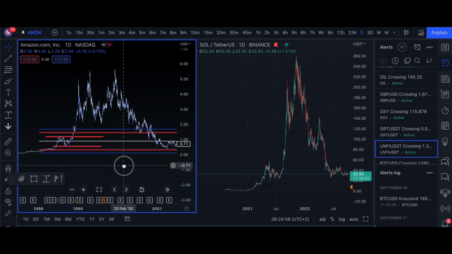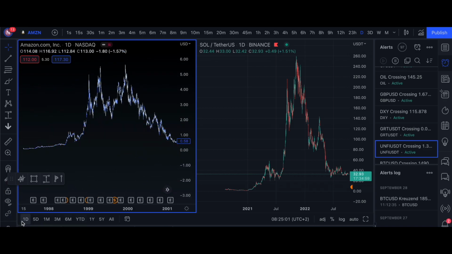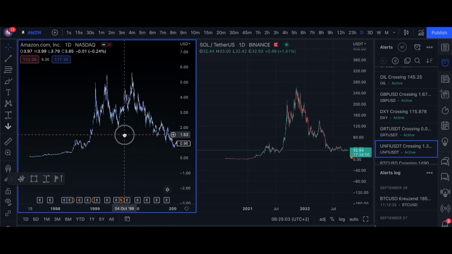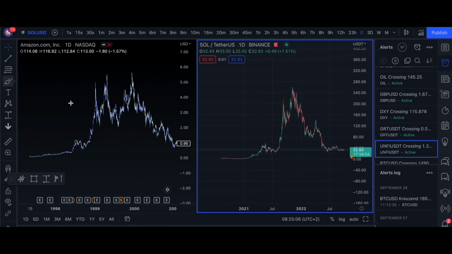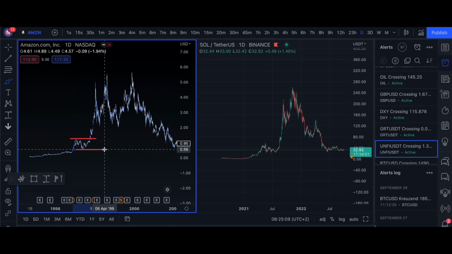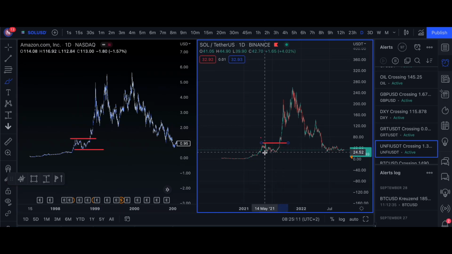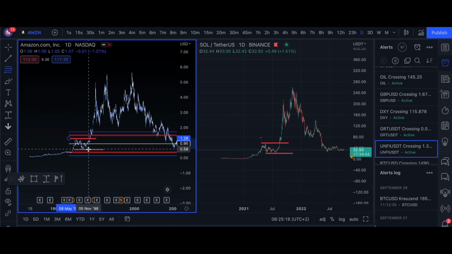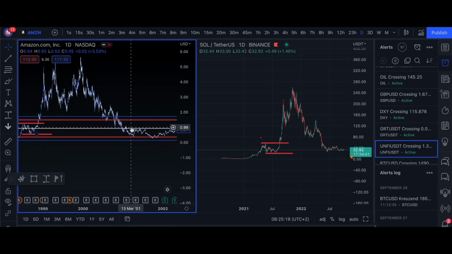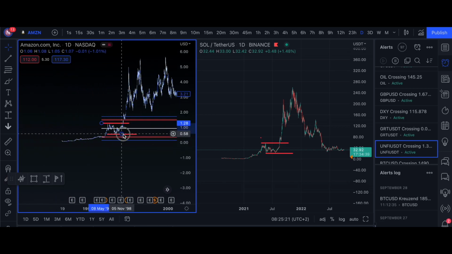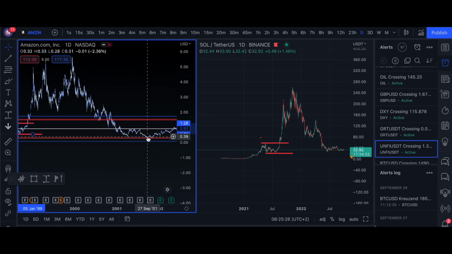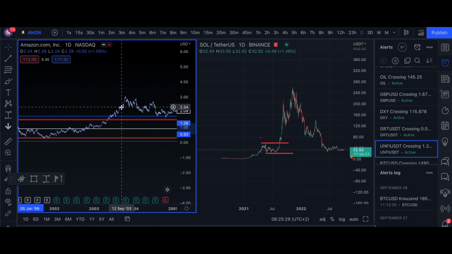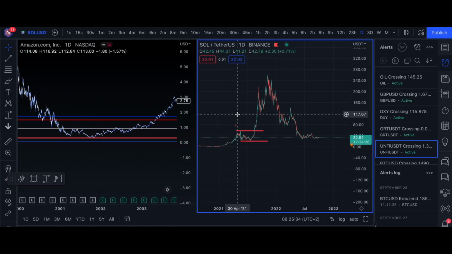If we compare these market structures with each other, we can recognize that on Solana and on Amazon we have exactly the same market structure, right? What we are looking for is this range on Amazon, and this range on Solana. Our instinct is to pull the rec tool from this low down to this high, and as you know, Amazon has bounced exactly from this level. This is not pulled perfectly because I don't have the magnet on, and it takes time, but you can see we have touched the rec tool, and from there Amazon has pumped crazy, as I've shown you. Now we are pulling the same thing on Solana.